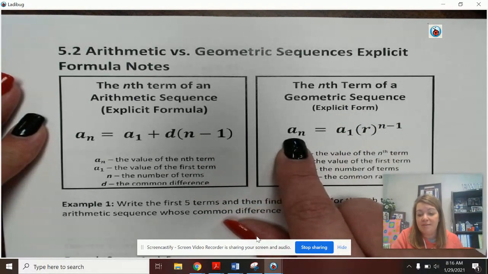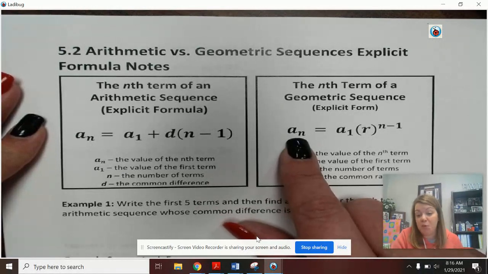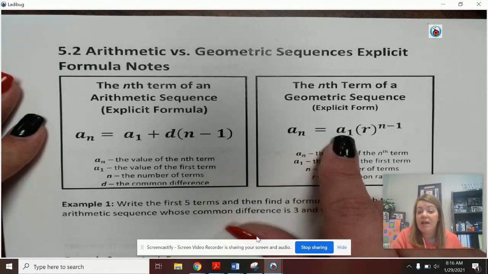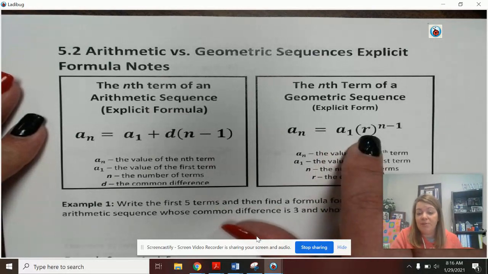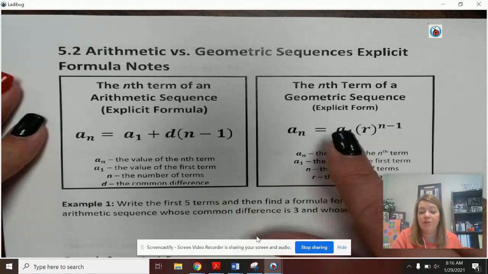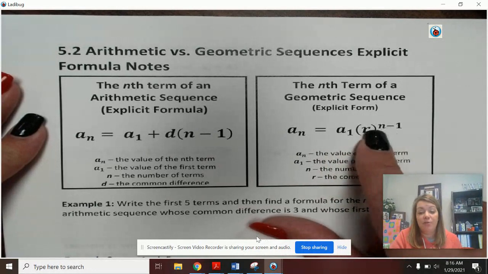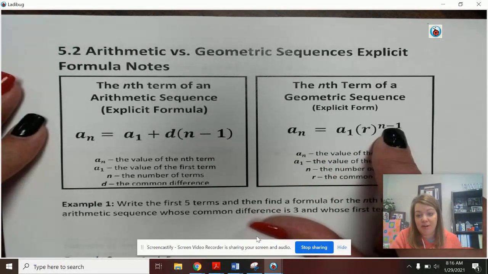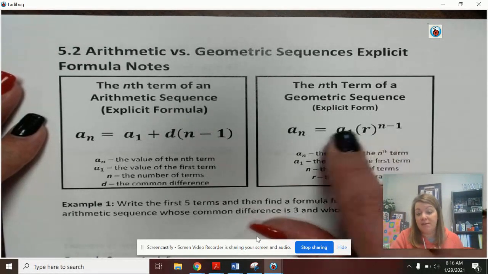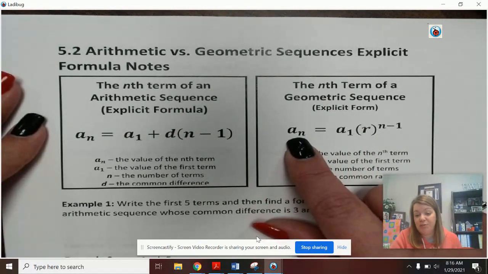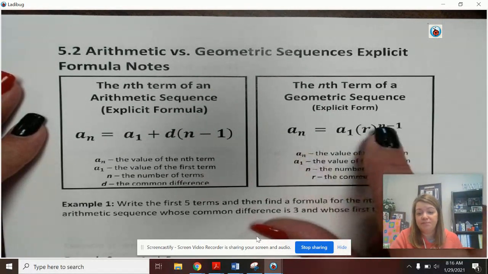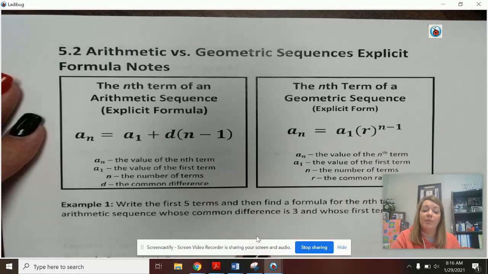It's a sub n. So if you're looking for the 22nd term, it'd be a sub 22 equals a sub 1, the first term, times r, the rate that takes you from one term to another. And then the rate is raised to the n minus 1 power. So for a sub 22, you'd put a 22 in right there for n. And that's how the formulas work. Now let's do some examples where we go through the formulas.